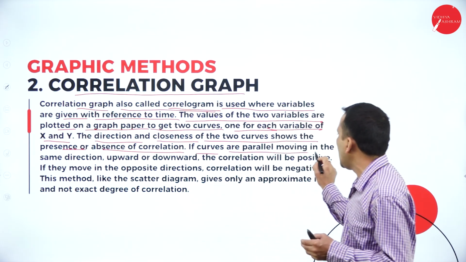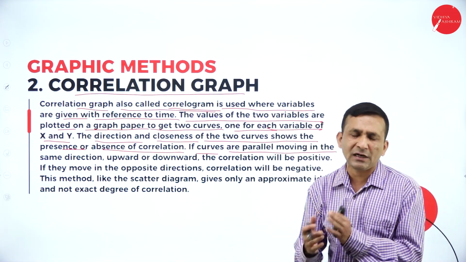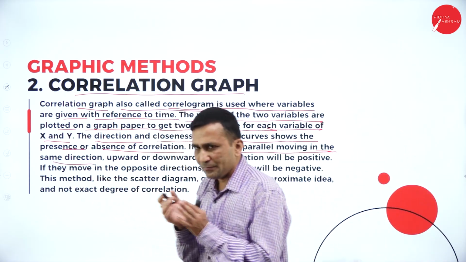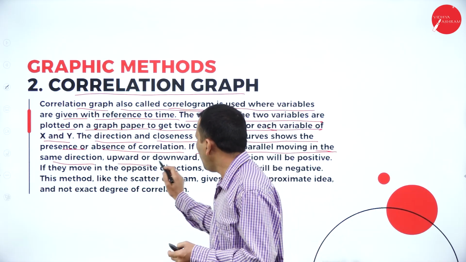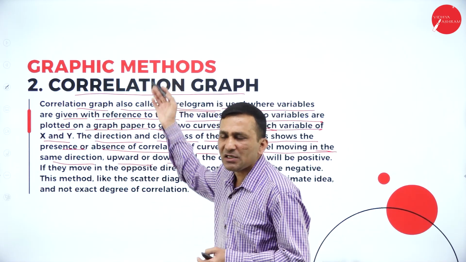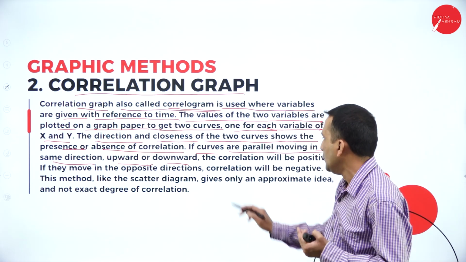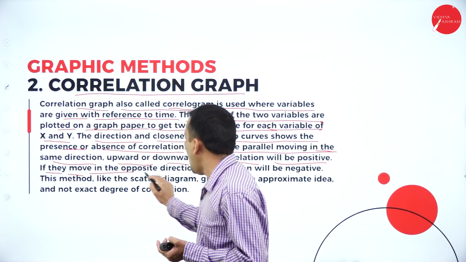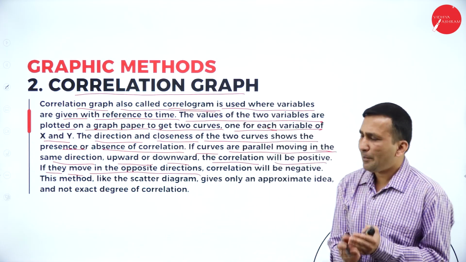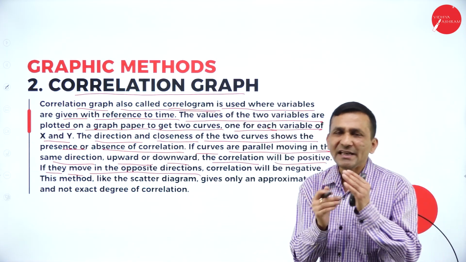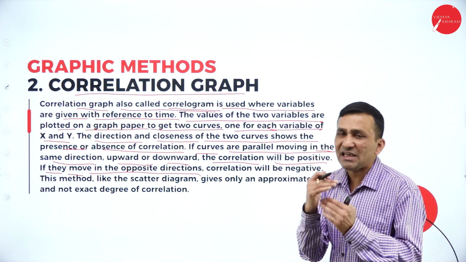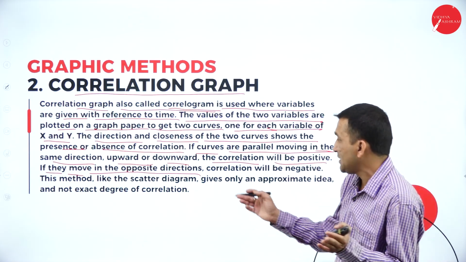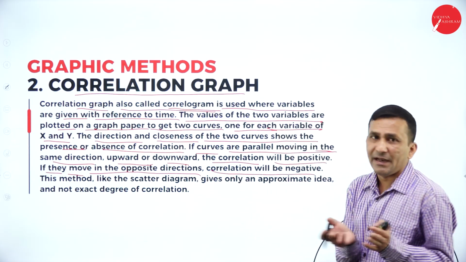If the curves are moving parallel, in the same direction, upward or downward, upward means positive and downward means negative. The correlation will be negative if they move in the opposite direction. For example, if x is increasing and y is decreasing, which is the opposite direction, then we find the correlation is negative.